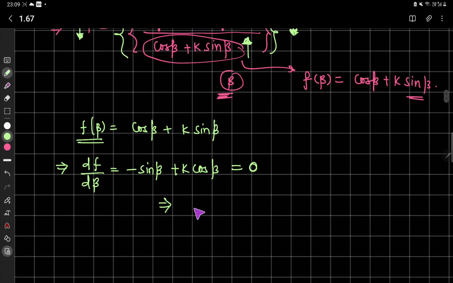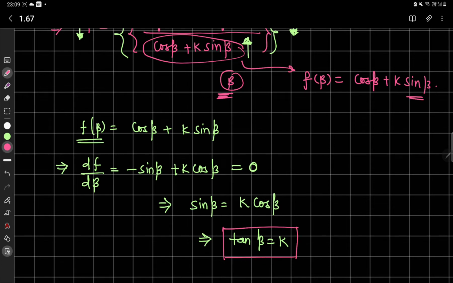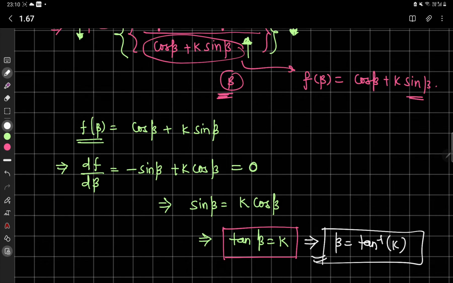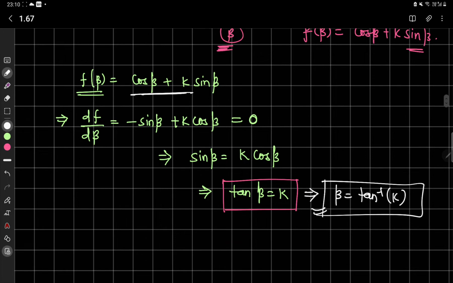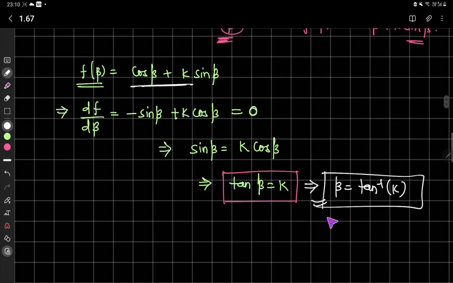So from here we can write sine of beta is equal to k times cos of beta. So from here we can get tan of beta is equal to k. So this is the value of tan beta we got, and we can also write beta is equal to tan inverse of k. So this is the angle we got for which this particular function will be maximum and the tension will be minimum. So how do we determine whether the beta that we have found out is the one for which this is the maximum?